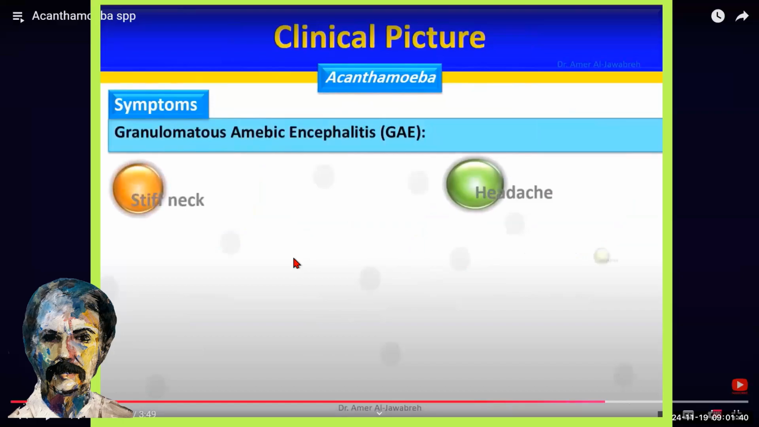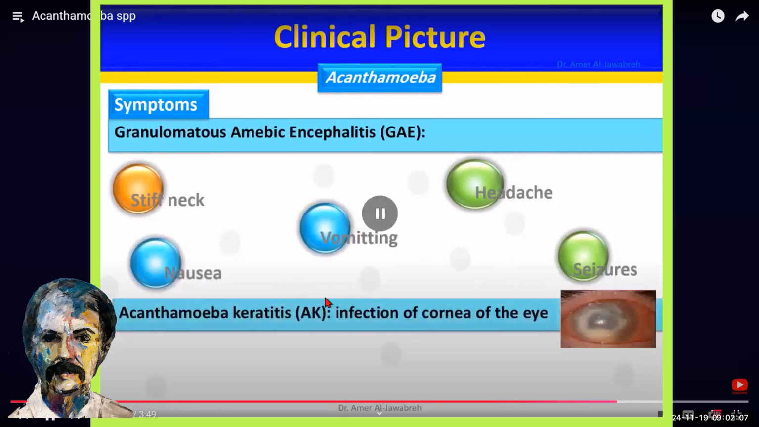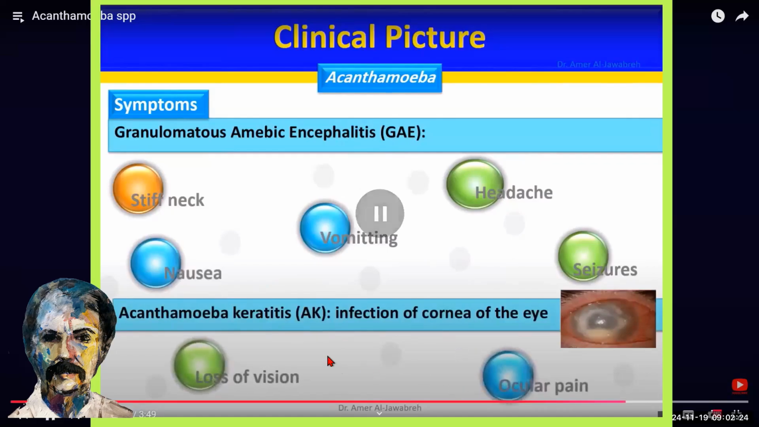Symptoms of the Acanthamoeba infection: stiff neck, where the neck is difficult to move, headache, seizures, vomiting, nausea. This is GAE, encephalitis. If the infection is keratitis, Acanthamoeba keratitis, AK, then this is the eye. See, the eye is totally destroyed. You lose sight, loss of vision, ocular pain.